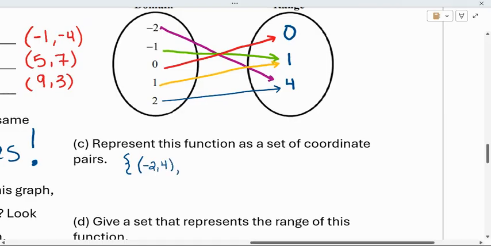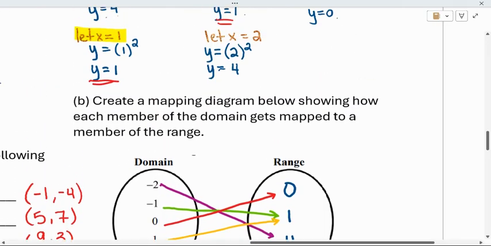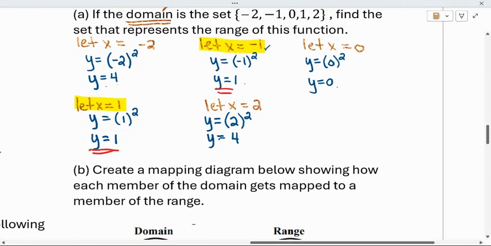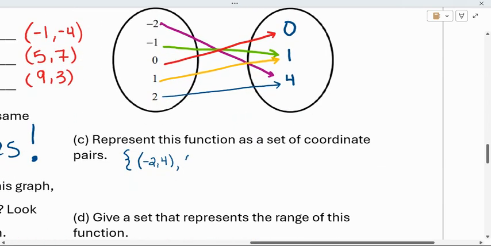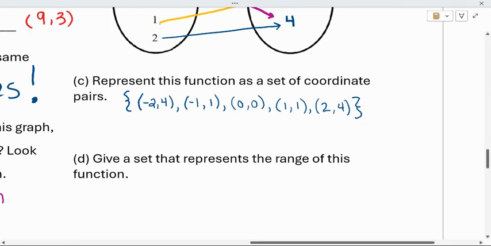I can also go up to my math work, right? When x was negative 1, my output was 1. That's my next ordered pair. When x was 0, my output was 0. When x was positive 1, my output was positive 1. And when x was positive 2, my output was positive 4. And then I'm going to close my squiggly bracket. So I have 5 ordered pairs in that set.